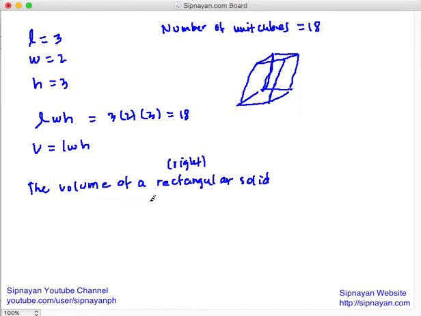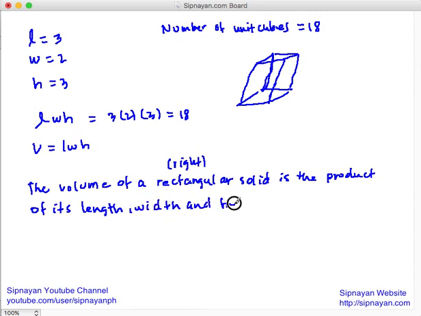Forgive my drawing. So the volume of a rectangular solid is the product of its length, width, and height. Okay, so meaning if we let the volume V, then the length L, the width W, and the height H, we get this formula: V equals LWH. Sa algebra, pag walang space or walang operations in between, ibig sabihin, multiplication to. So length times width times height. So yan yung ating pinaka-formula.